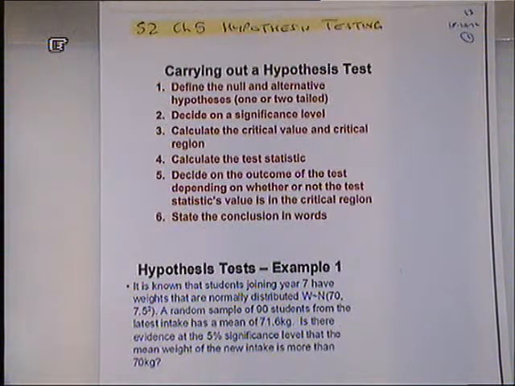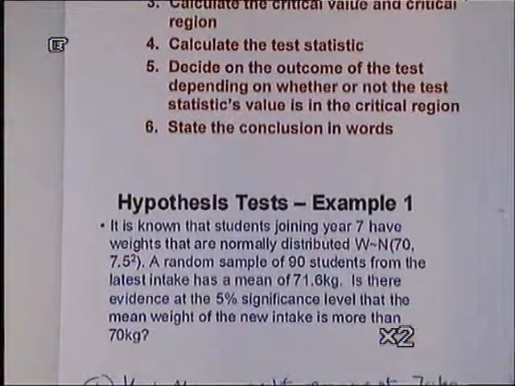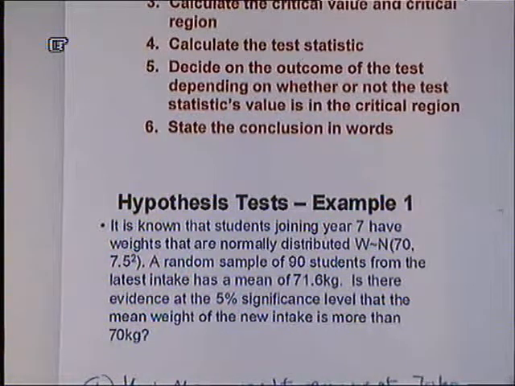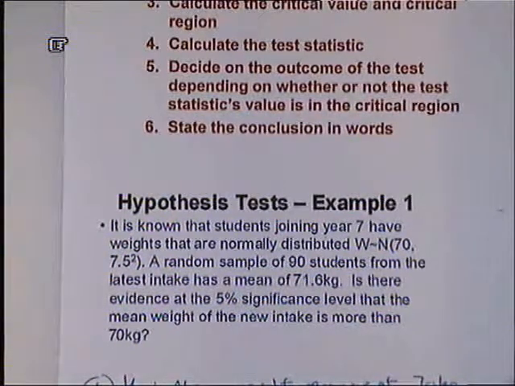And we're going to start off by doing example 1. So example 1 says, it's known that students joining year 7 have weights that are normally distributed with a mean of 70 and a standard deviation of 7.5. This is where you think, well, how is it known? And it's known because the great God of statistics has told the person who set the question. In real life, it wouldn't be known. But you just got to accept for now that the great God of statistics has just told you that, and just get on with the question.